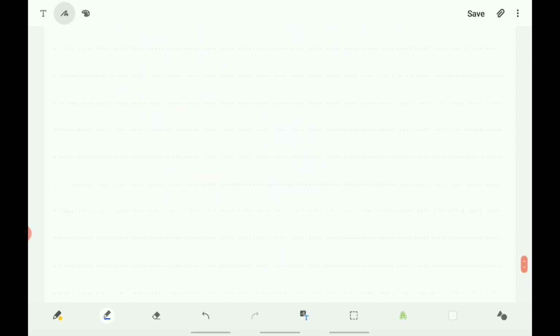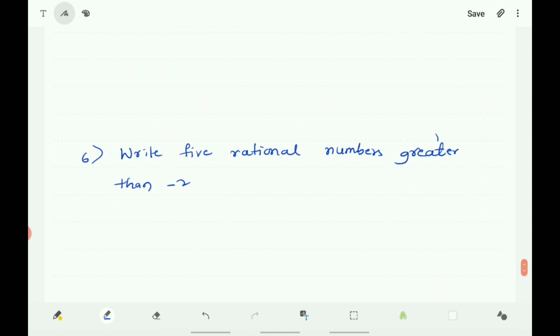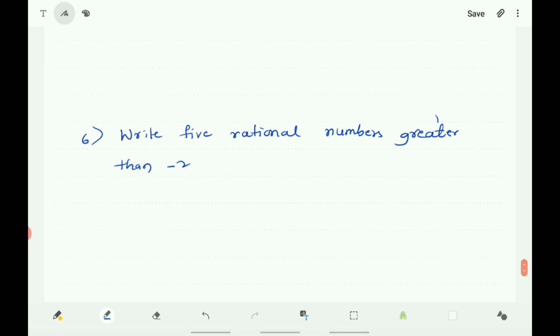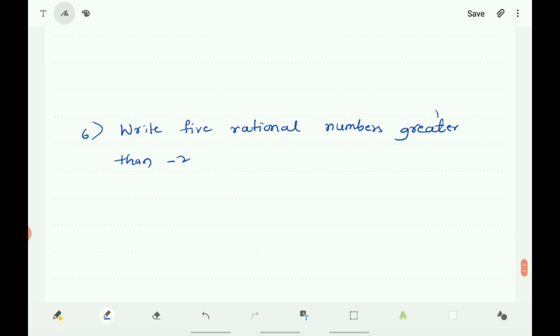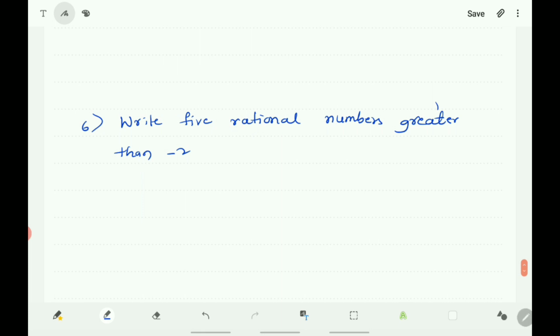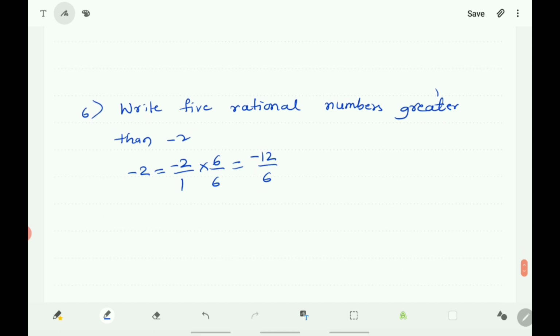Next one is here. Write 5 rational numbers greater than minus 2. So you know that minus 2 means minus 2 by 1, and you must have 5 rational numbers. You multiply it by 6 by 6, and you will get minus 12 by 6.